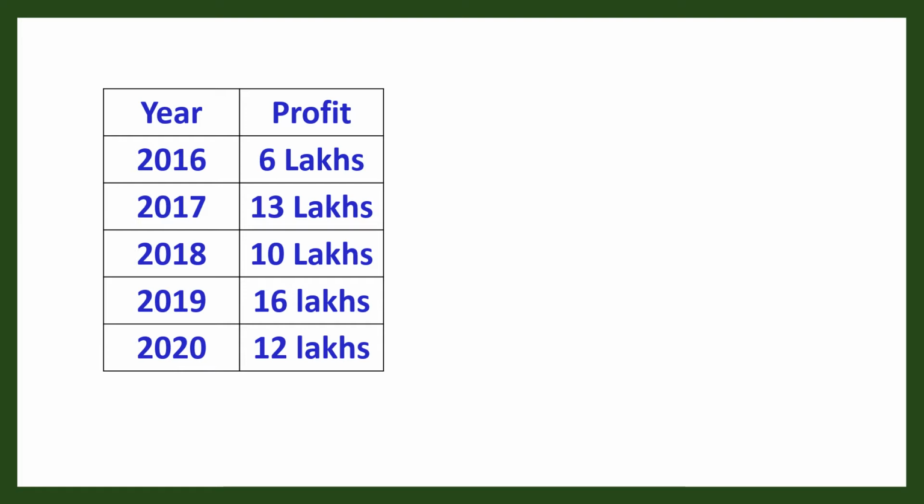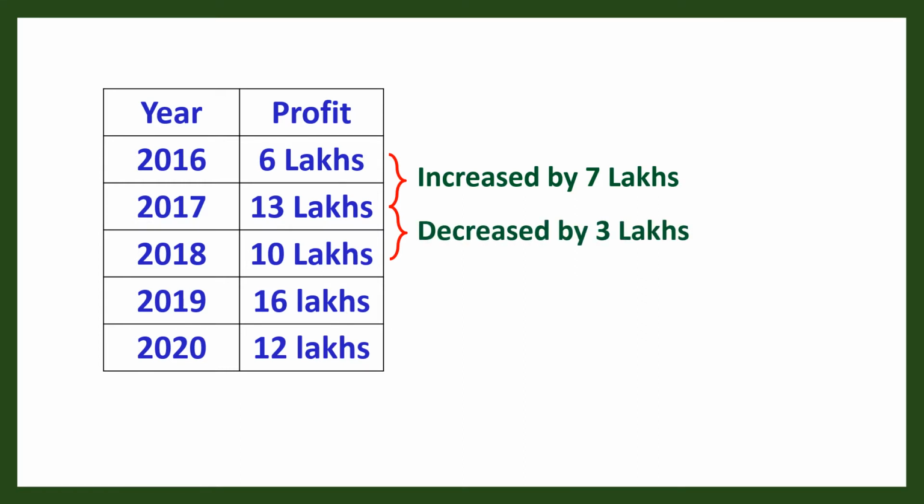In the first year, 2016, it is 6 lakhs, and to the next year, the growth is by 7 lakhs. And then from the second year to third year, it is decreasing. The profit has decreased by 3 lakhs. Then from 2018 to 2019, again there is an increase. The profit has increased by 6 lakhs. And then in the next year, it is again decreasing. And the decrease is 4 lakhs.